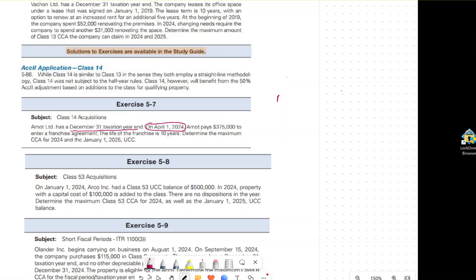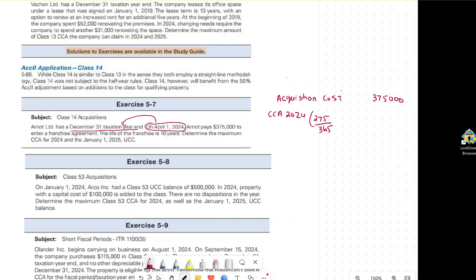First, what we call in accounting capital cost, under taxes we call acquisition cost. The acquisition cost is 375,000, and we purchased in 2024, in April. Our year end is December 31st, and there are 275 days that we are going to be depreciating the asset.